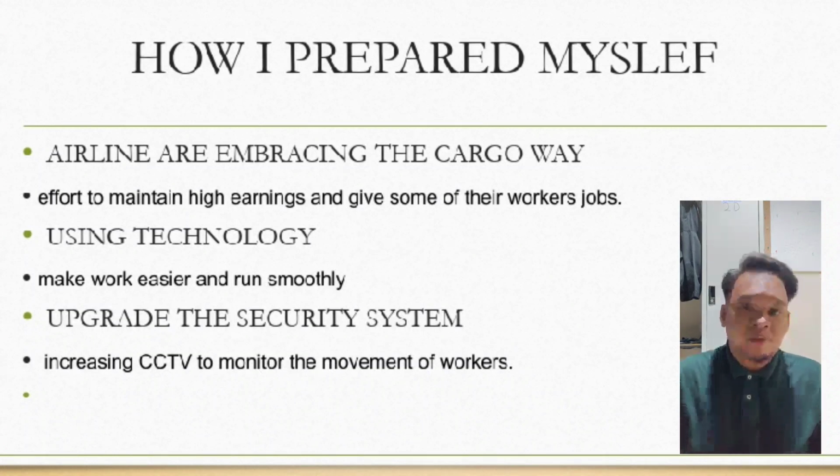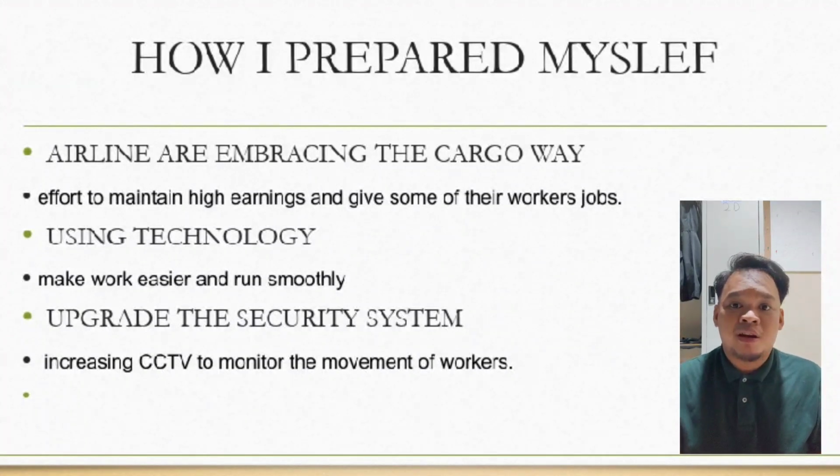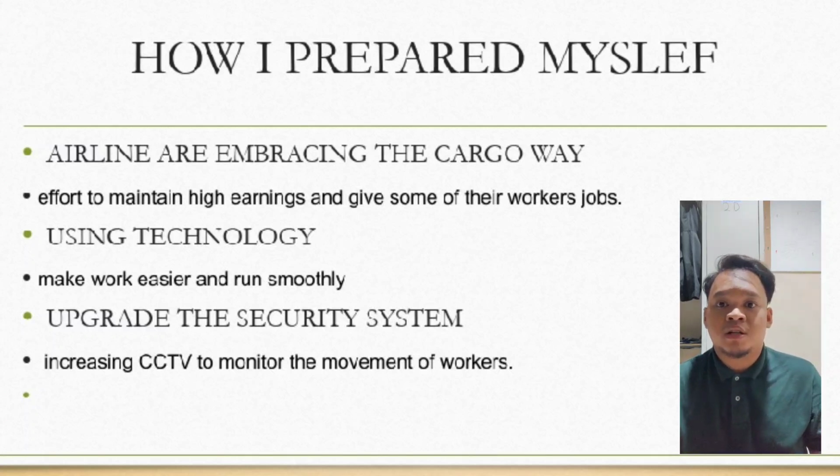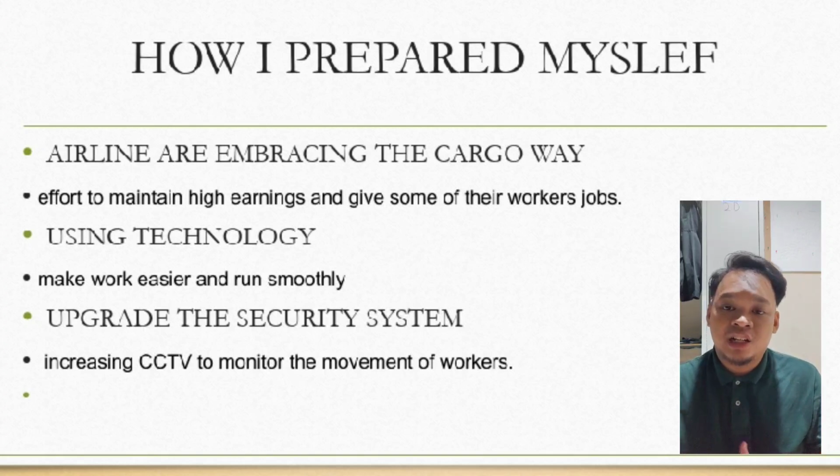Third is upgrading the security system. As we know, in the factory there will be some irresponsible workers who cause the customer's goods to be lost due to the workers stealing the goods. Therefore, the industry and factories need to upgrade the security system, such as increasing CCTV to monitor the movement of workers.